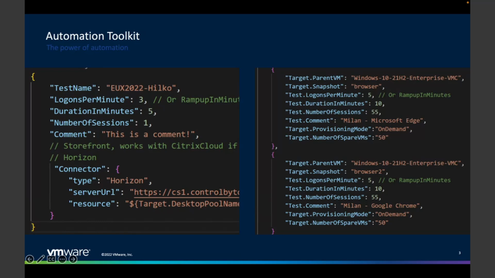So for me, this is like a game changer, because earlier with Login VSI, what I had to do is come back like every hour and kick off a new test or do something else. And yeah, we could automate it, but it wasn't as great as this is.